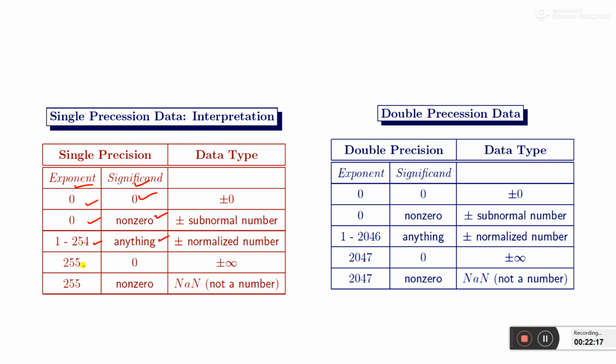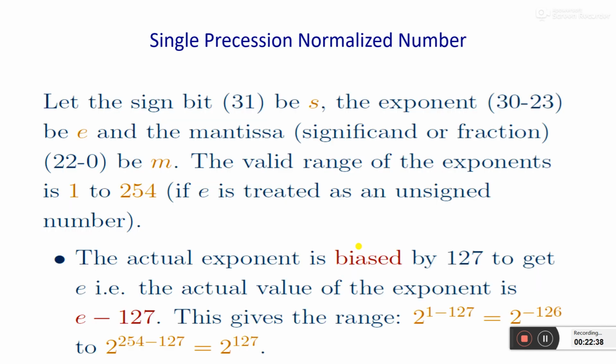Okay, but if the exponent is 255 and the significand is 0, then it means plus or minus infinity. If the exponent is 255 and the significand is non-zero, then it is not a number. Similarly, we can explain this for double precision accordingly. Now let's see single precision normalized numbers.